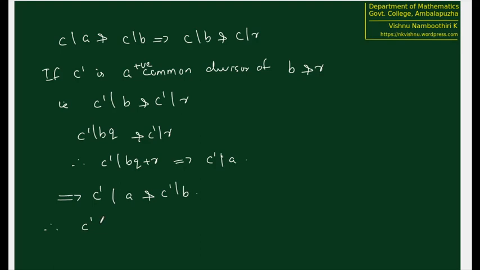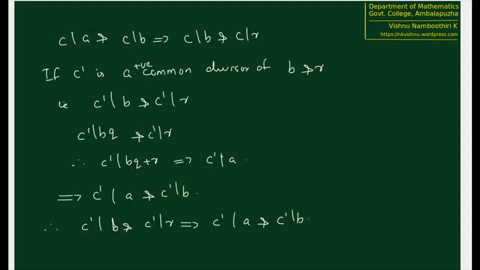So the conclusion is this: c dash divides b and c dash divides r implies c dash divides a and c dash divides b. So if we take a common divisor of a and b, that is a common divisor of b and r. That means the set of all common divisors of a and b, that is C_AB, is a subset of C_BR, the set of all common divisors of b and r.